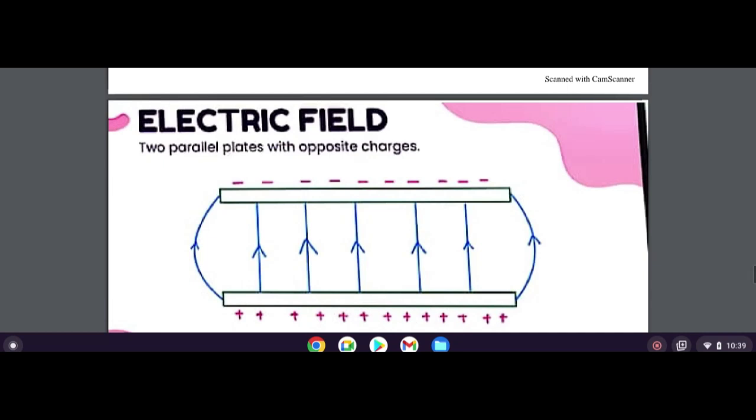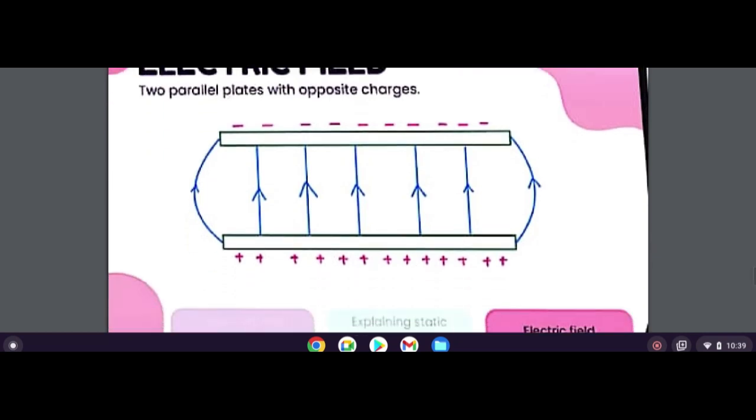Electric field. For example, let's consider two parallel plates with opposite charges. This is negative and this is positive. All the forces come from the positive and go towards the negative, because the positive is away from and the negative is towards. Okay.